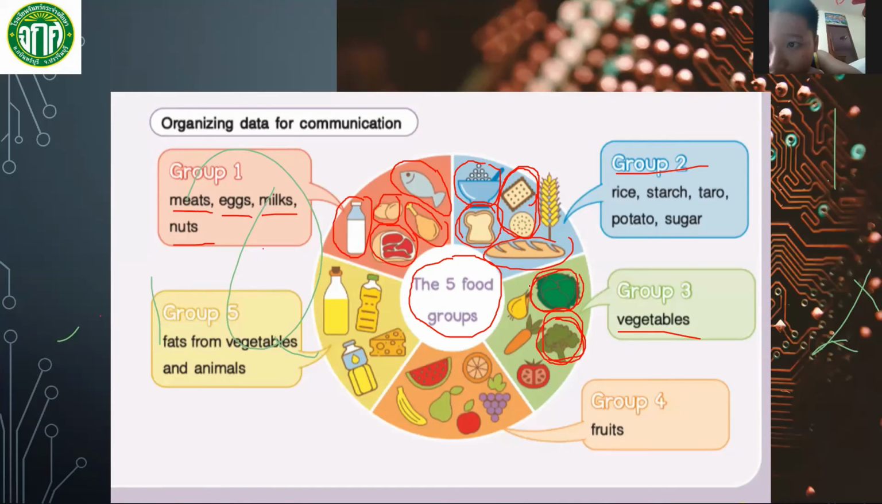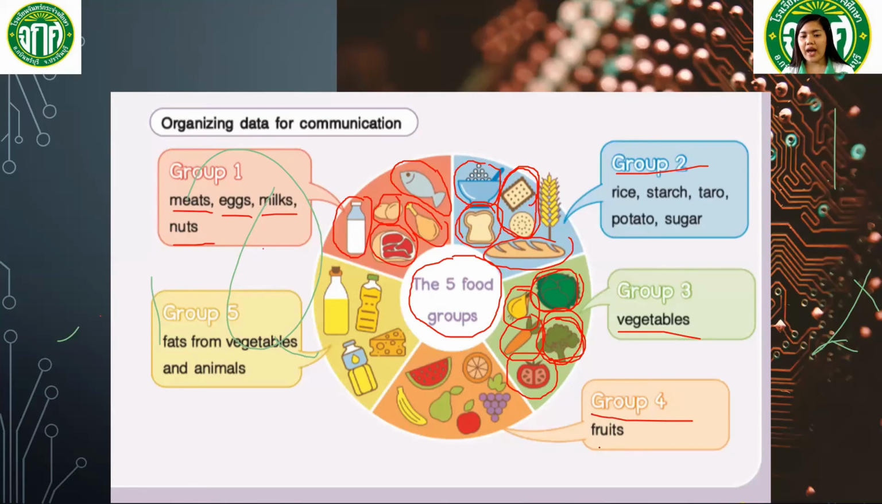Very good. How about this one? This is onion, carrots, and tomato. Okay. Move on to group 4. So in group 4, we have fruits. Can you name an example of fruits here in the picture?